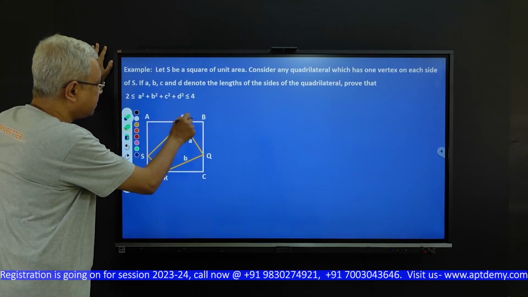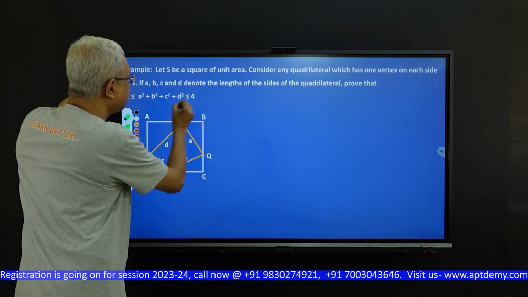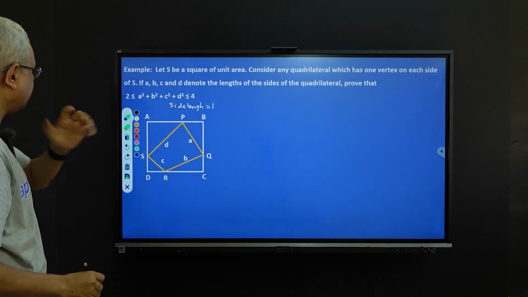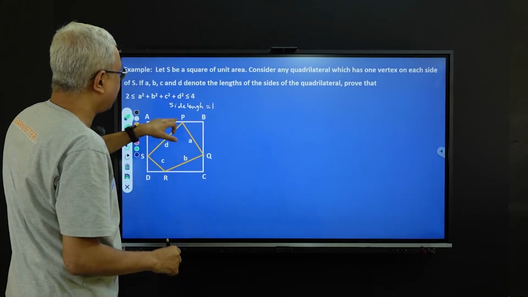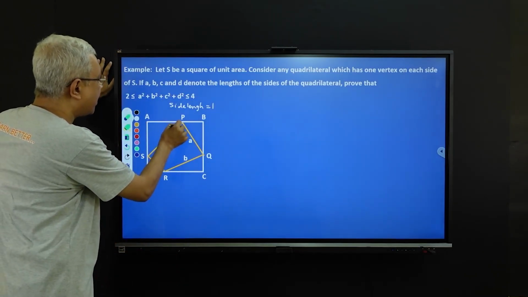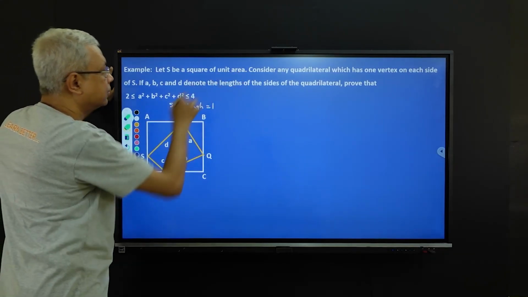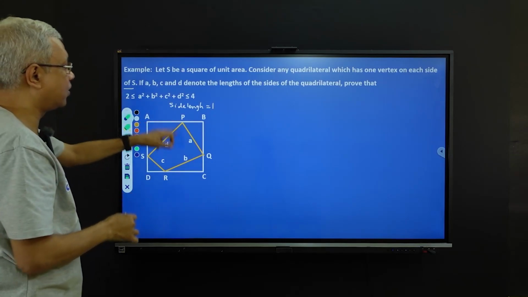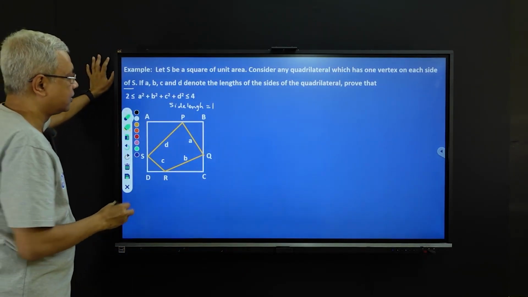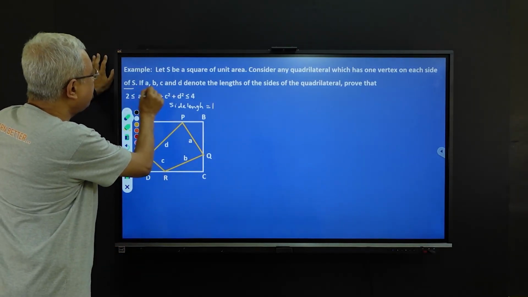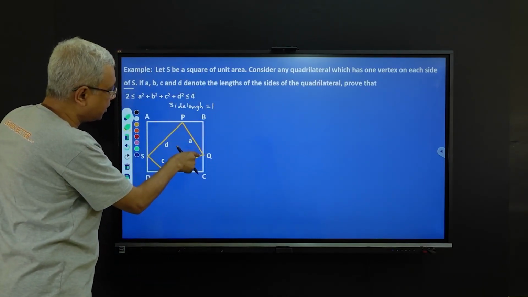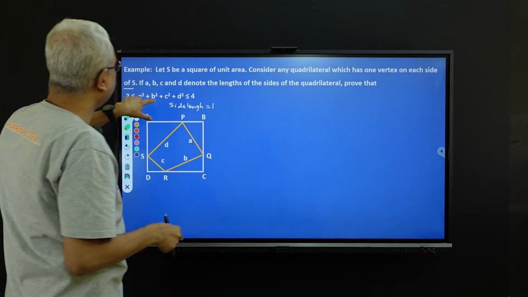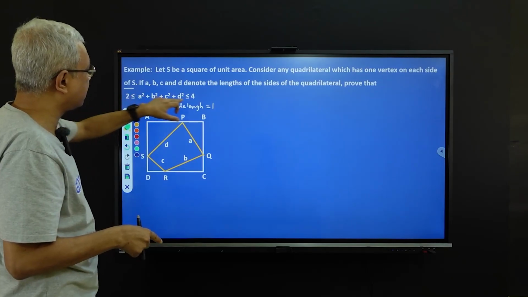So consider a square ABCD whose area is unity. That means the side length of the square is one unit, and consider another quadrilateral PQRS whose vertices are lying on the sides of the square, which has one vertex on each side of S. Now if a, b, c, d denote the lengths of the sides of the quadrilateral, so PQ is a, QR is b, SR is c and SP is d, then you have to show that a square plus b square plus c square plus d square is greater than or equal to 2 but less than or equal to 4.